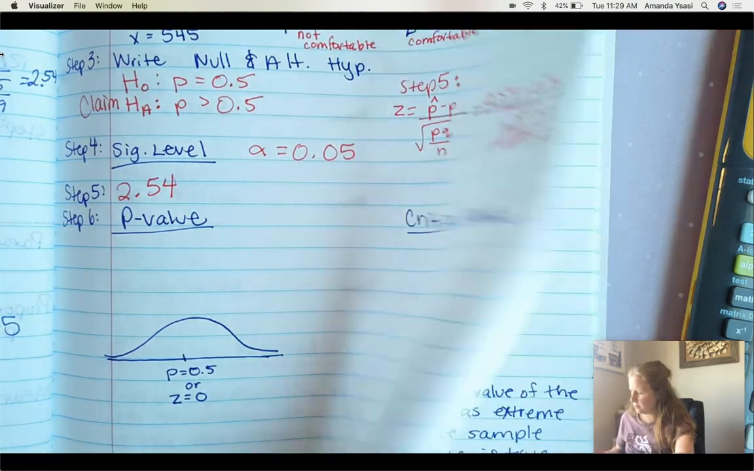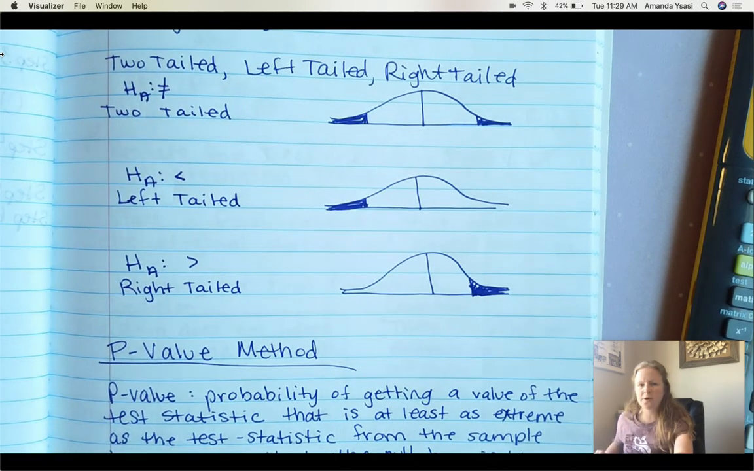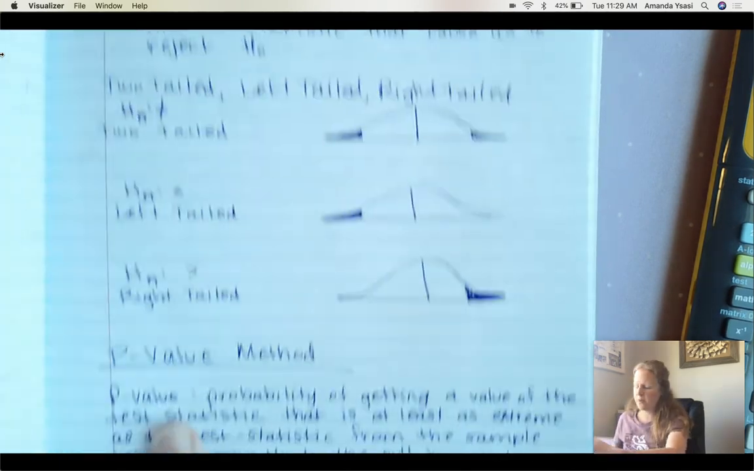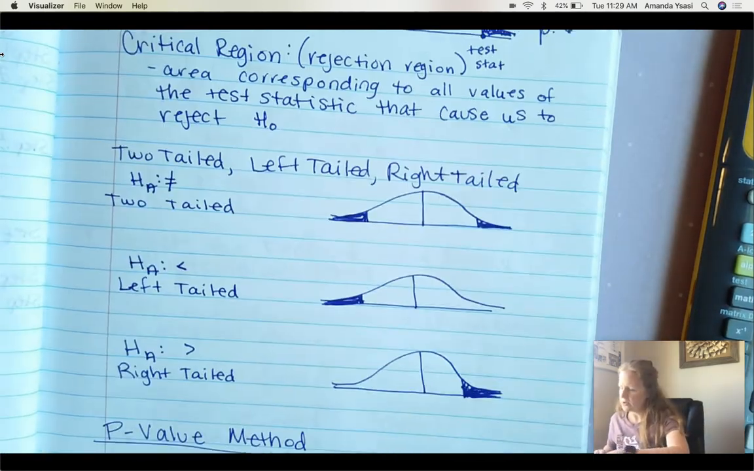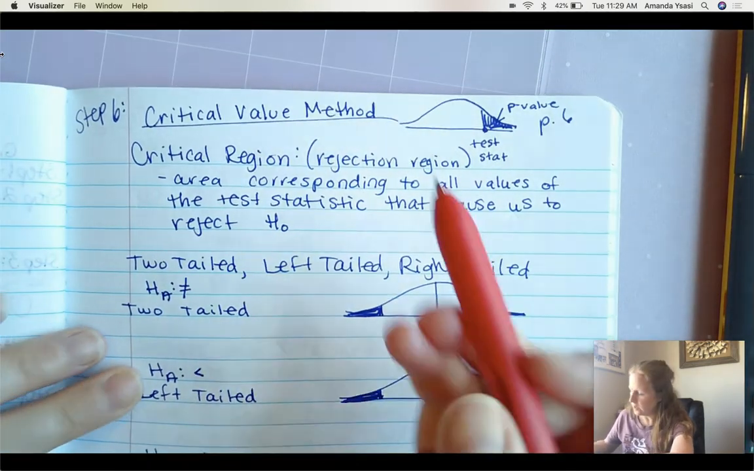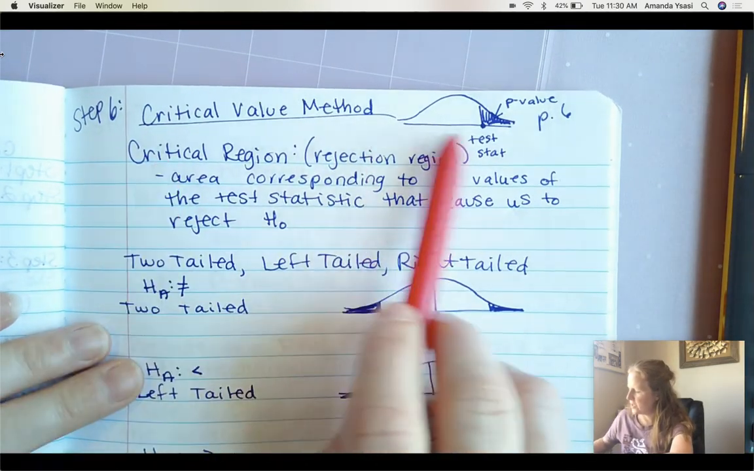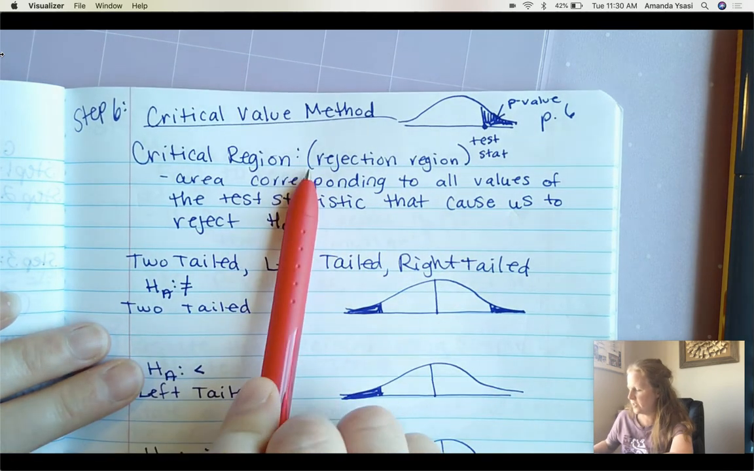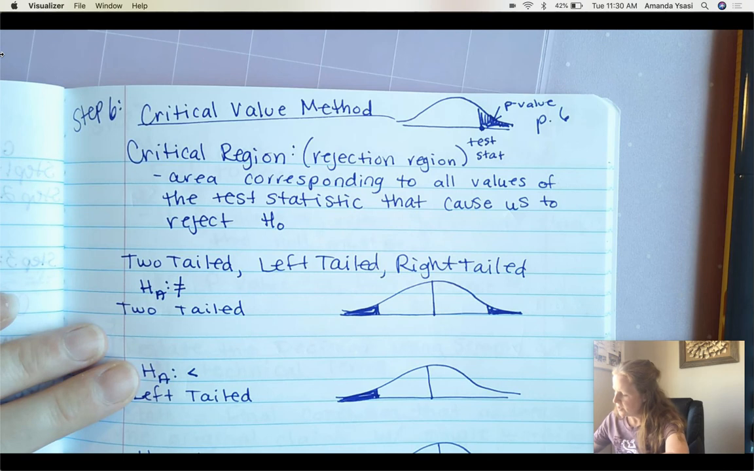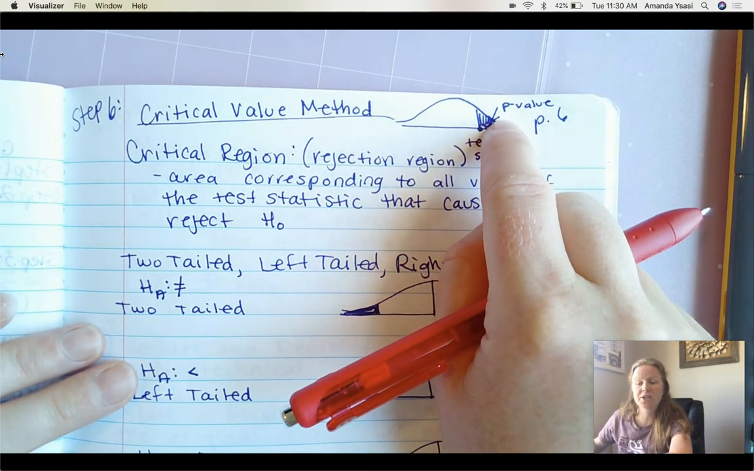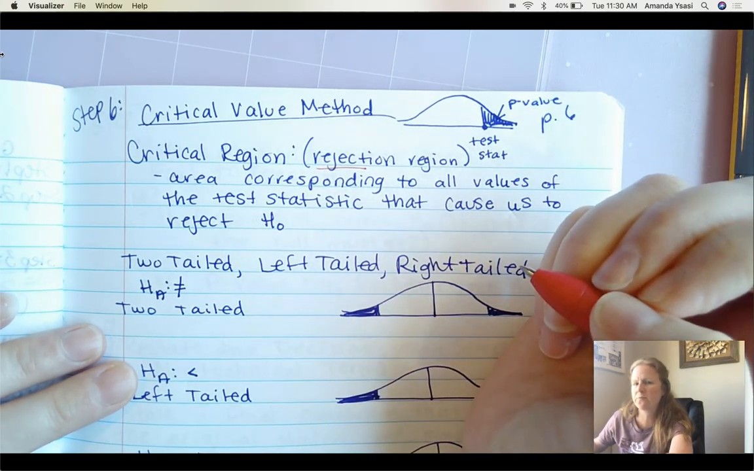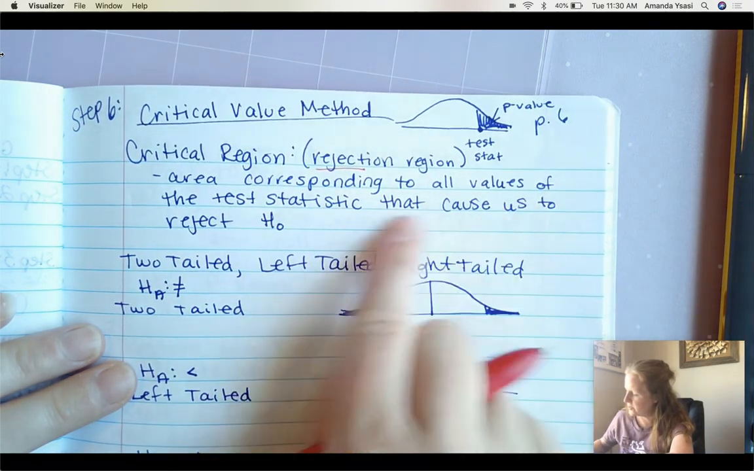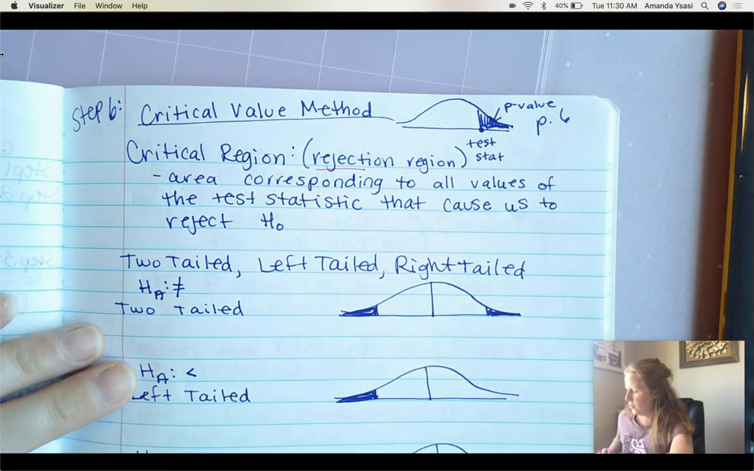Now our p-value. So we're going to use our p-value or our critical value method. We haven't actually covered this in detail yet, so we're going to come back to it. So let's look at step 6, the critical value method. The critical region is a rejection region. If it falls in this area, then you're rejecting the null. When we say rejection, we are rejecting the null. That's the only one we can reject. We can't reject the alternative. We can reject the null. So it's the area corresponding to all values of the test statistic that cause us to reject the null.